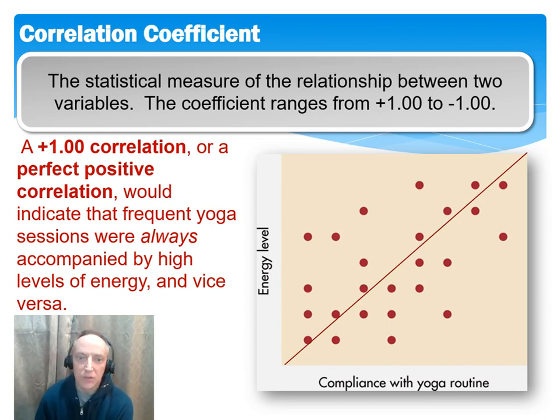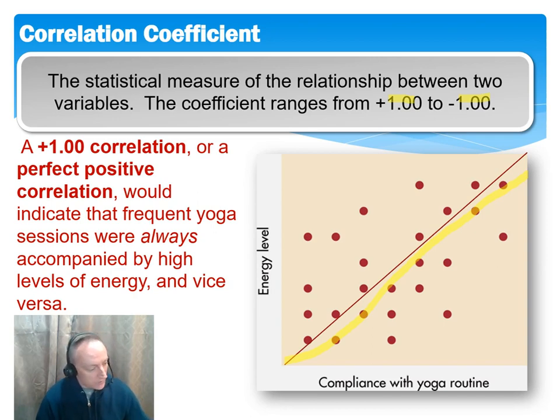So a correlation coefficient is a statistical measure that can only range from a positive 1 to a negative 1. The closer you are to either a positive 1 or a negative 1, the stronger the relationship is between the two variables. So a perfect positive 1 correlation would mean every single point would be right on that line. As one variable increased, the other one increased the exact same amount, that they're changing in the same direction.